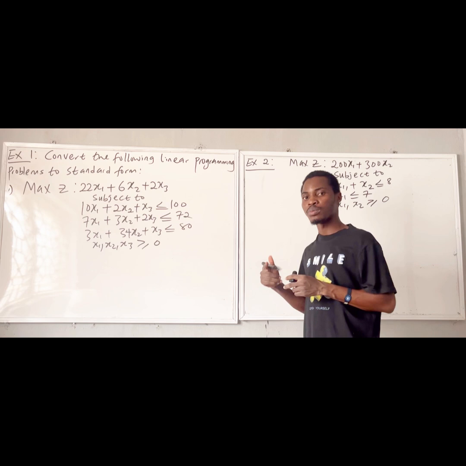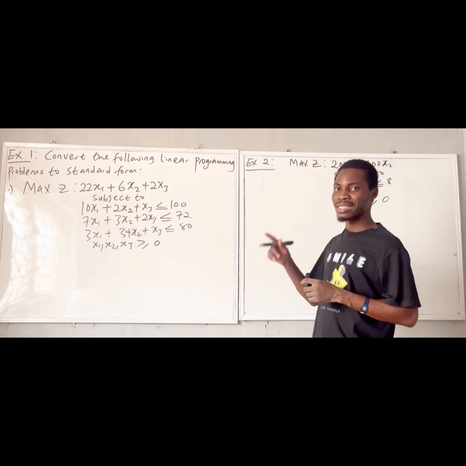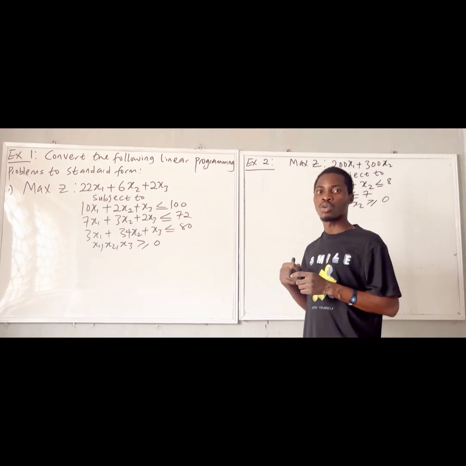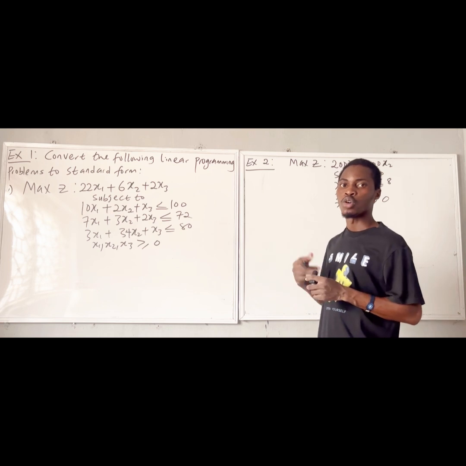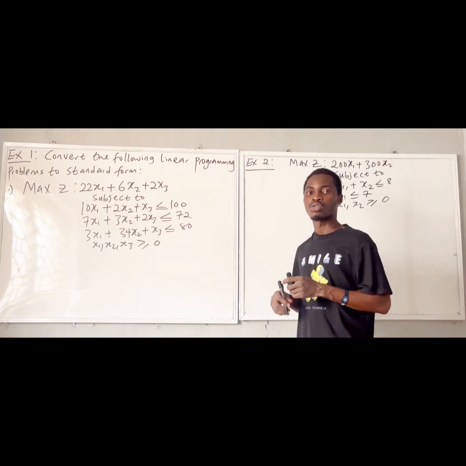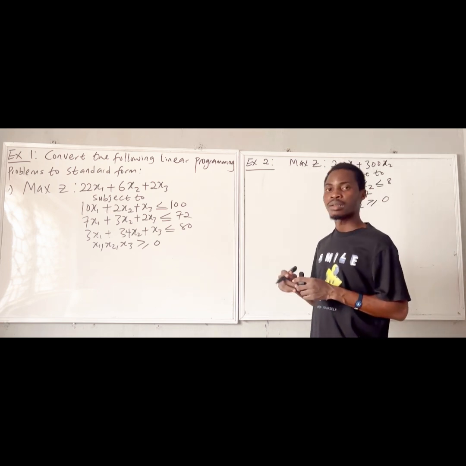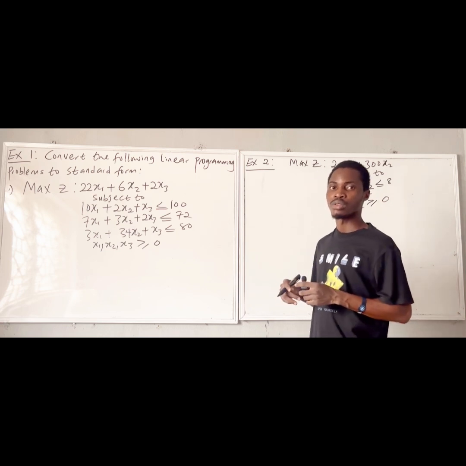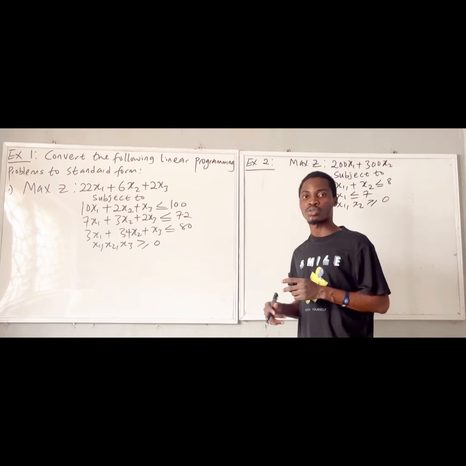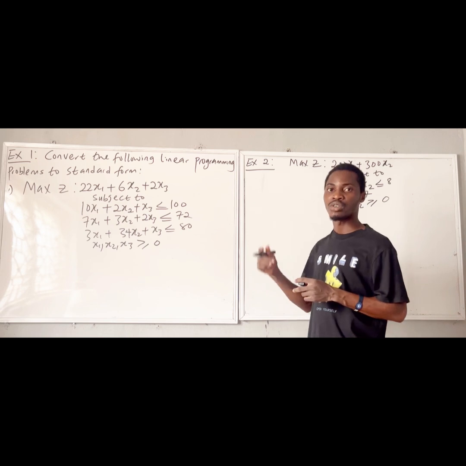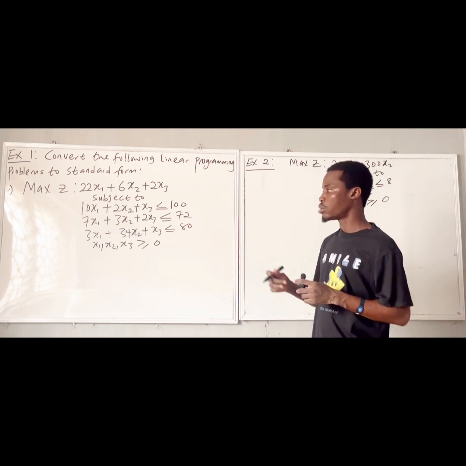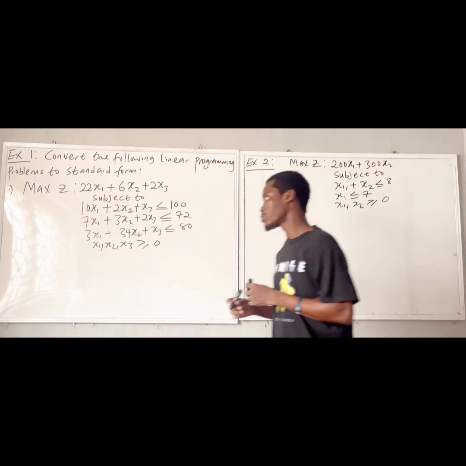By adding a slack variable to it. And the reason why we are adding a slack variable to it is to remove what? Unused resources. That is, to remove unused resources. And adding a slack variable to the constraint and to the objective function will change the inequality sign to what? Equality. So let's start from example 1.